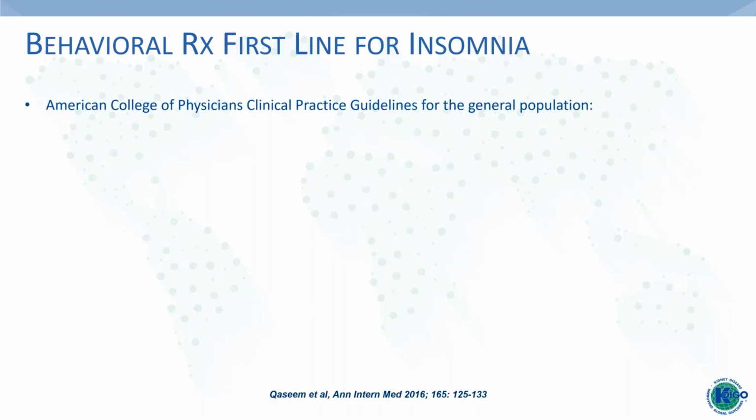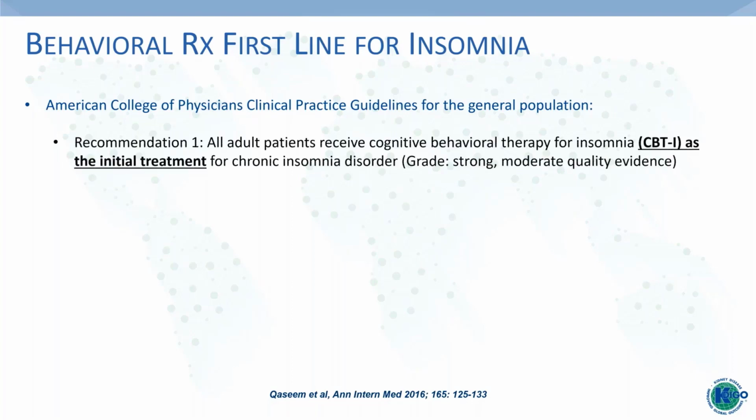This is from the clinical practice guidelines from the American College of Physicians for the general population. And the first recommendation is that all adult patients should receive cognitive behavioral therapy for insomnia, or CBTI, as the initial treatment for chronic insomnia disorder. And this is a strong grade with a moderate quality evidence, but this is the treatment for which there is the strongest evidence for treatment of insomnia, and it is for behavioral therapy in the form of CBTI.